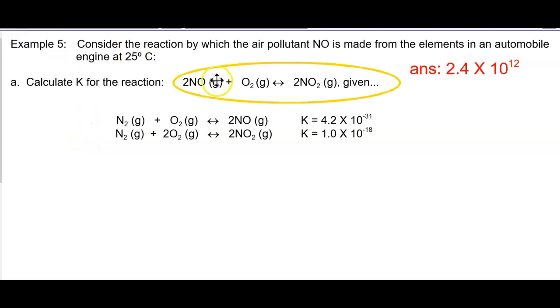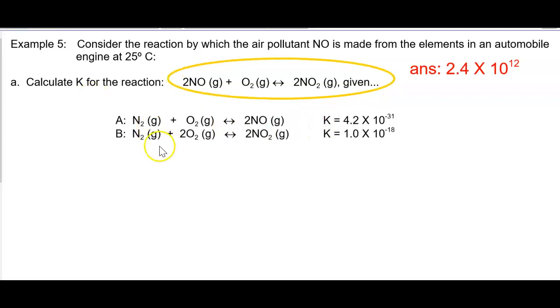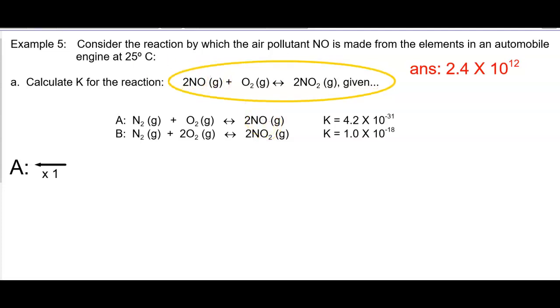So what are we trying to get? This is our unknown value of K. We know the value of K for these two. So like we did in Hess's law, we're going to call it A and B. And then for A, we're going to focus on something in A that we see in our unknown. I would do the NO. I have NO in my unknown, and I have NO in my A. So in order to get NO on the proper side, trying to match it up to the thing I've circled in yellow, I need to reverse A. And I have to and need to, so I multiply by a 1.